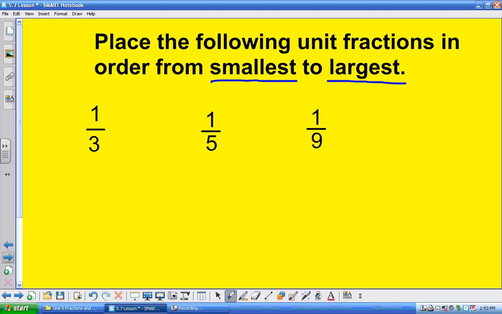Okay, Brooke, what do you think? What is the smallest one? 1 out of 9. So this is the smallest right here, right? And which one is in the middle size? Abby? Okay, so this is in the middle. And which one is the last one? David? Which one is the largest? 1 out of 3. This is the largest. Okay?